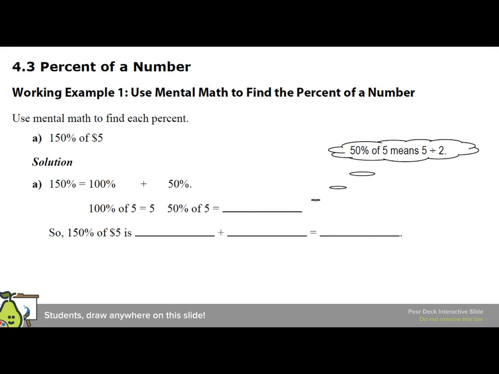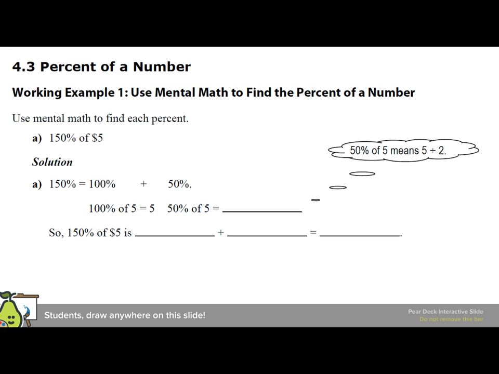Here we are, chapter section 4.3, percent of a number. We're beginning with working example number 1. We're going to use mental math to find the percent of a number. So percent of a number is the key here. To begin with, we're going to try using some mental math to find each percent.